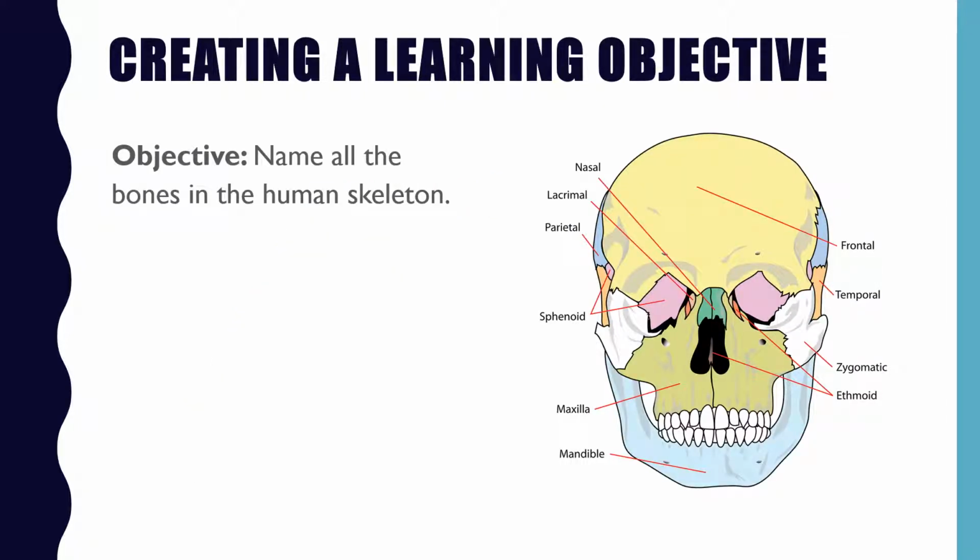In our example, consider that you want your students to be able to pick out and name all the bones in the human skeleton at the end of the lesson. Your objective would be, at the end of this lesson, you will be able to name all the bones in the human skeleton.